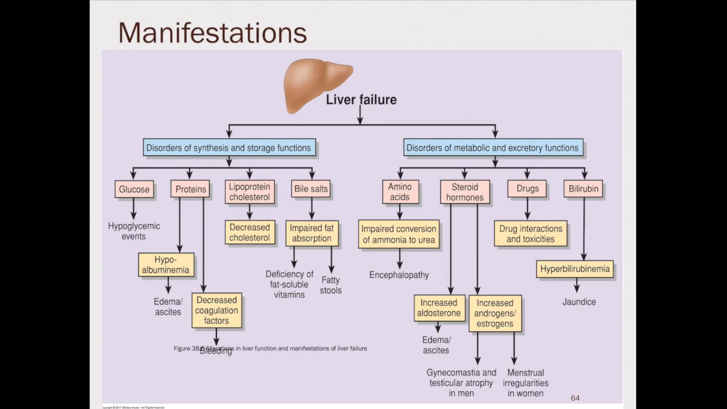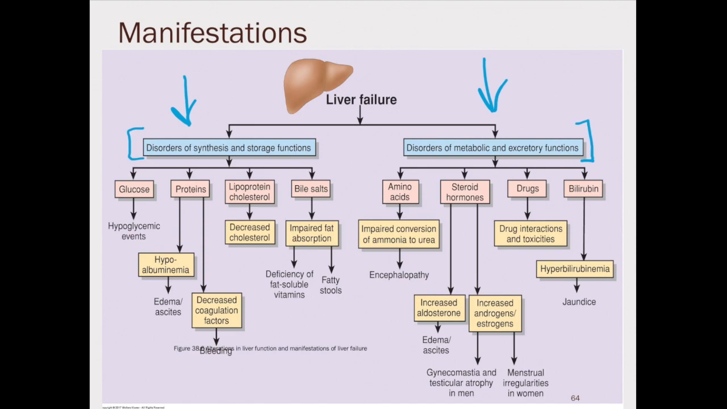So liver failure, and whether this is progressive or sudden, liver failure is liver failure. This is what's going to happen. They've separated the manifestations into things that are happening because of the liver's synthesis and storage function and because of the liver's metabolic and excretory functions. In other words, what's going to go wrong based on the liver's job to store things and make things, and then based on the liver's job to metabolize and excrete things.